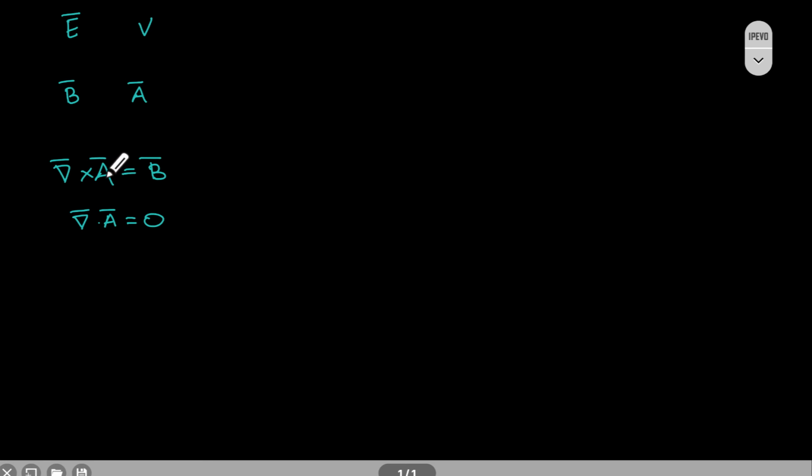Now, we know from Ampere's law that the curl of A is equal to B, and we have the freedom in deciding what is the divergence of A, and of course, to make our lives easier, we set that quantity to be 0.